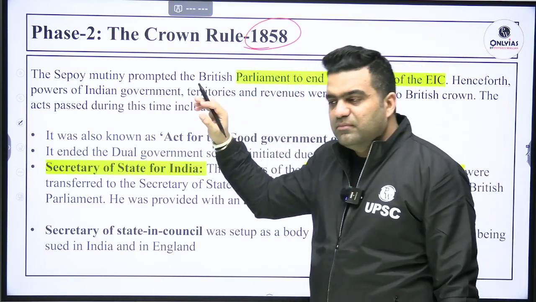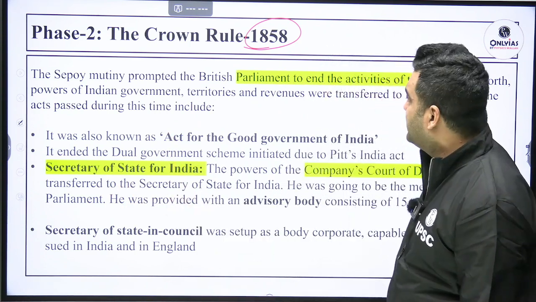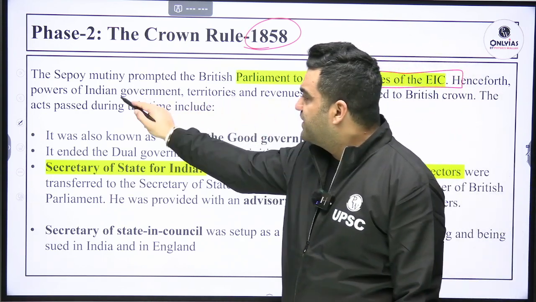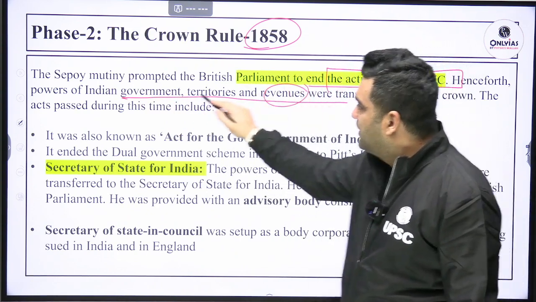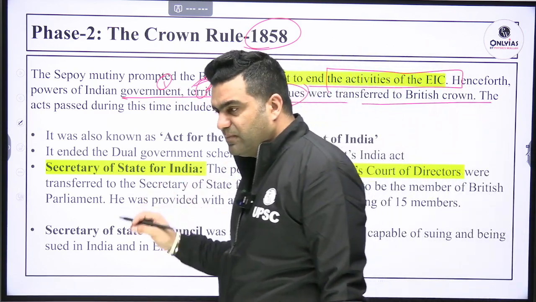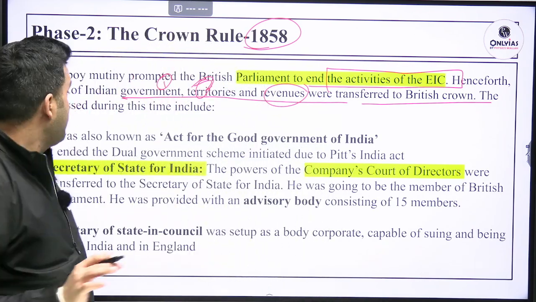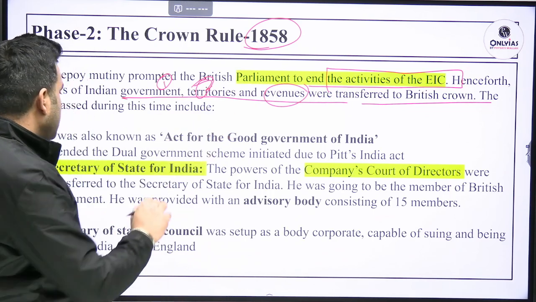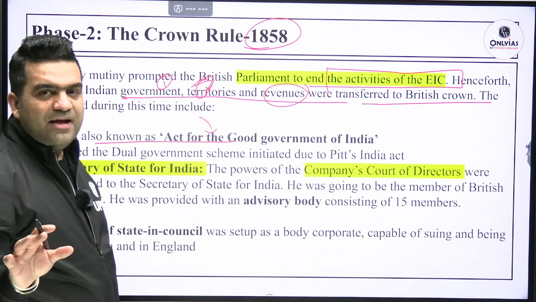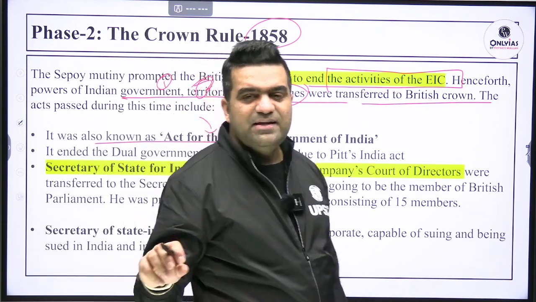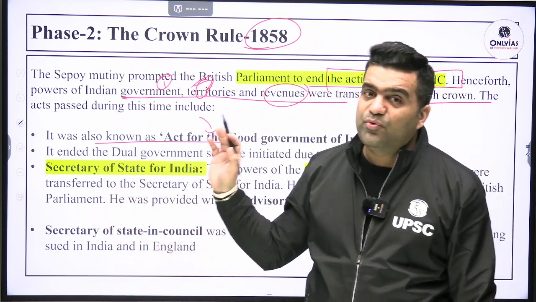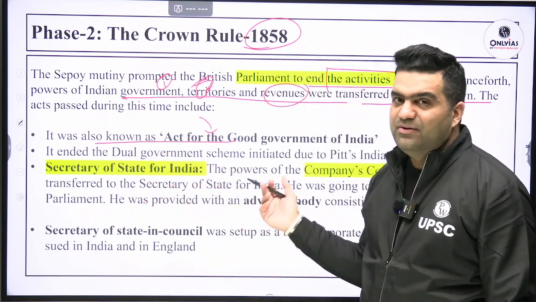The Sepoy Mutiny, the first revolt of independence, prompted the British Parliament to end the activities of the East India Company. Henceforth, the powers of the Indian government, territories and revenue were transferred to the British Crown. The act passed during this time was known as the Act for the Good Government of India. See the name. Just to seize this opportunity, they are saying that Crown Rule will bring about good government of India. It will get rid of the bad rule by the East India Company. Did it happen? No.